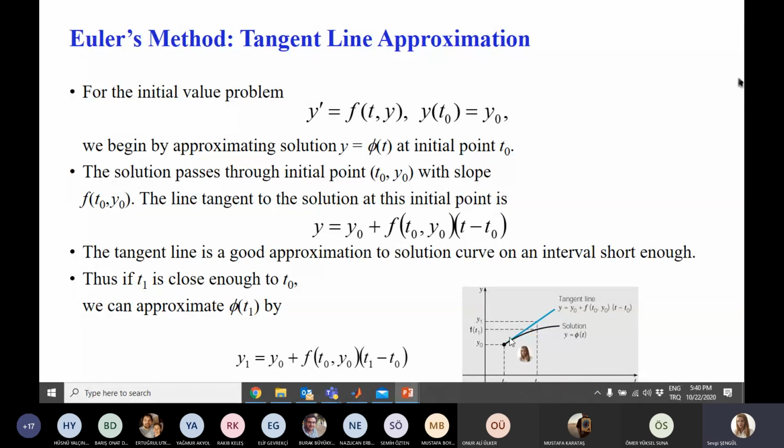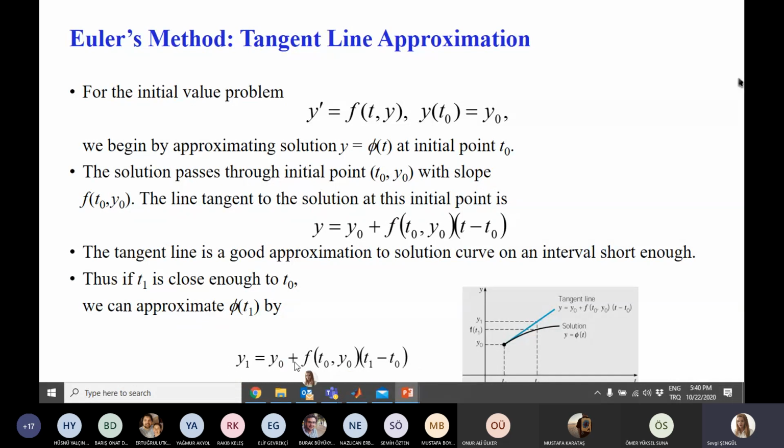After each step size, we will be defining these tangent lines and we will try to approach this solution. Okay. So y1 will be y0 plus f(t0, y0) times (t1 minus t0). And for y2, instead of 0, put 1. For y3, instead of 1, put 2. So you will find the next y value starting with the initial one.